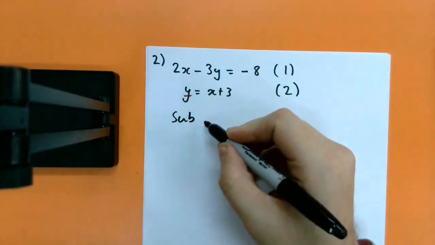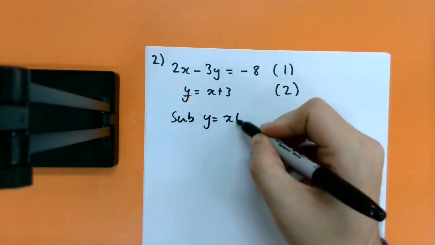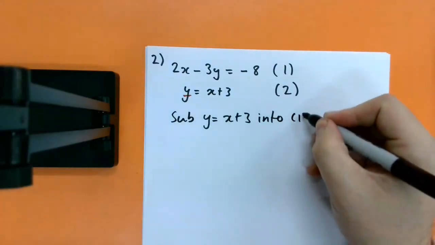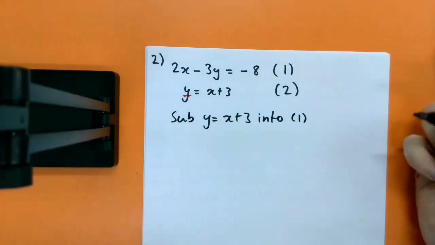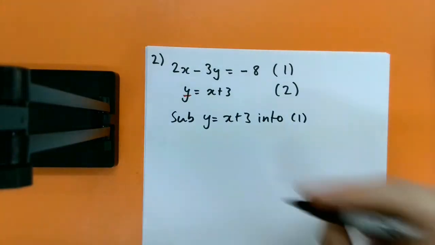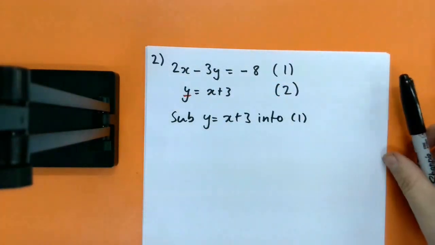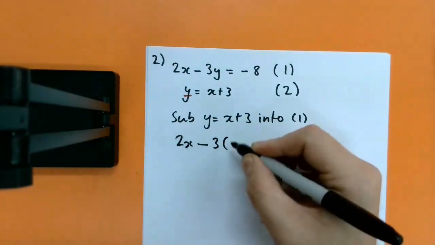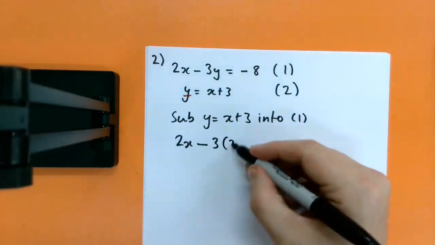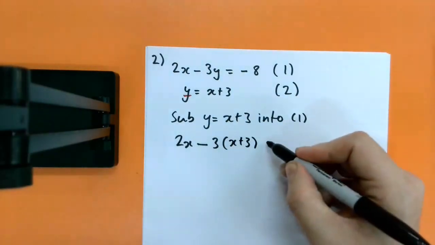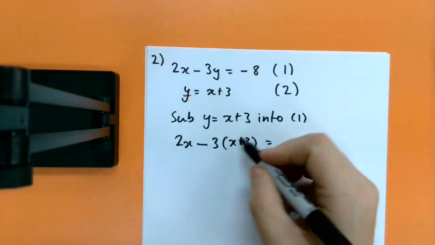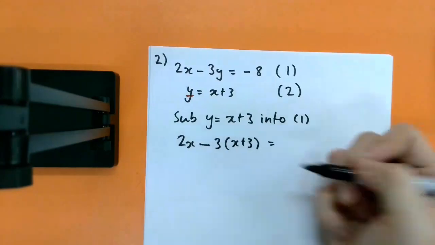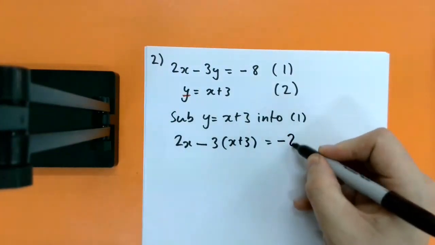So let's write this out. Sub y equals x plus 3 into, and we're taking equation 2 and subbing it into 1. Wherever we see a y in this first equation, we just replace it. So we have 2x minus 3 outside of, now replacing the y with the x plus 3. It's really important that you put brackets in here, because otherwise when you multiply this out, if you don't have brackets, it's only 3 multiplying the x, not negative 3 multiplying both terms, is equal to negative 8.